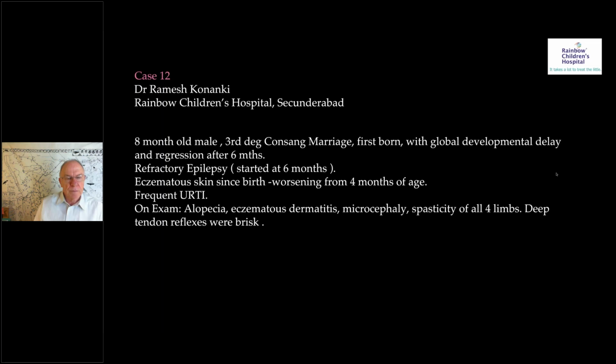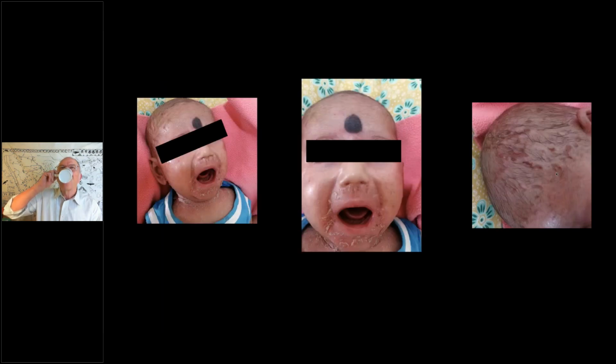The child was fine till 4 months of age. He had attained social smile, though no neck holding was there. But then he started becoming more irritable, and there was some skin condition in the form of eczematous skin, which was there since birth, but it started worsening after the 5th month of age. So there was more and more eczema and scaly appearance of the skin. The child became more and more irritable, and thereafter he did not attain any motor milestones, and even the social smile regressed. And he started developing epilepsy from 6 months of age.